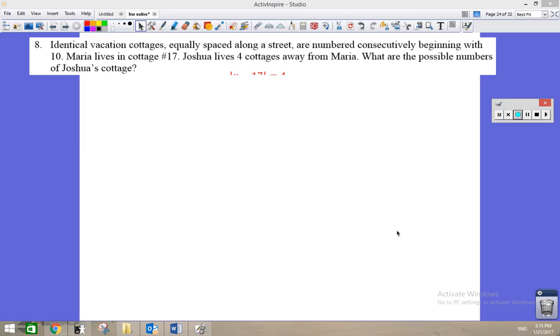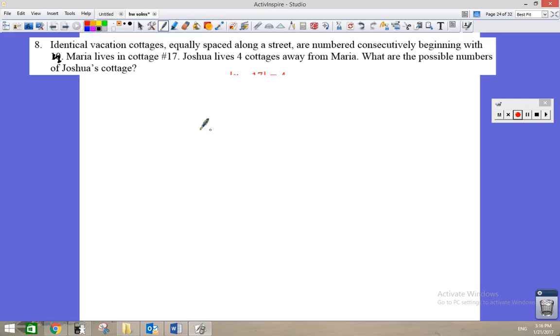Ideal vacation cottages equally spaced along a street are numbered consecutively beginning with 10. Maria lives in cottage 17, and Joshua lives 4 cottages away from Maria. What are the possible numbers of Joshua's cottage? The 10 here is a little bit extraneous because they're just telling me that there are enough cottages for us to really do this problem.